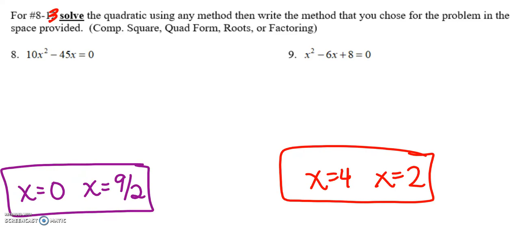But realistically, quadratic formula and completing the square should work for any of them. So if that's what you picked, more power to you. But for those of you that tried to factor along the way, maybe you got to one that couldn't factor, or maybe you had a little error, so we're going to get those cleared up.